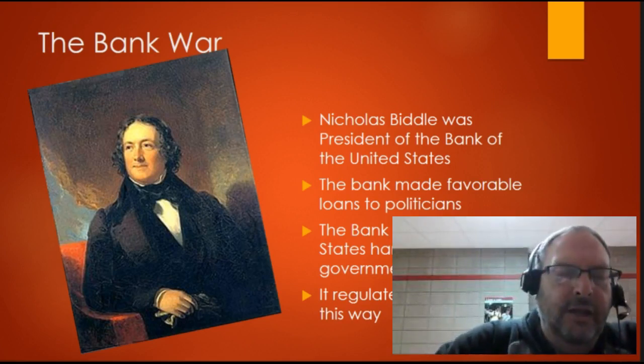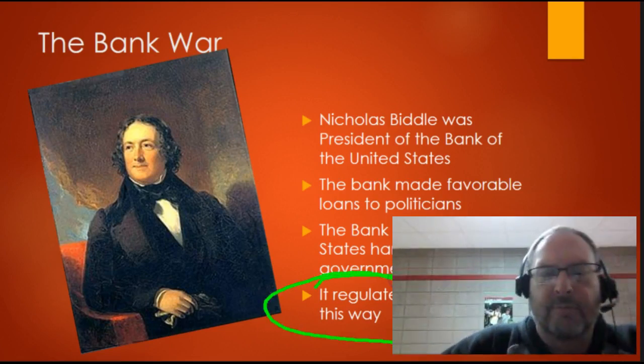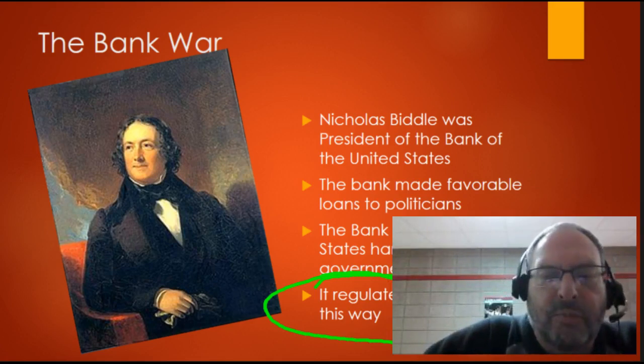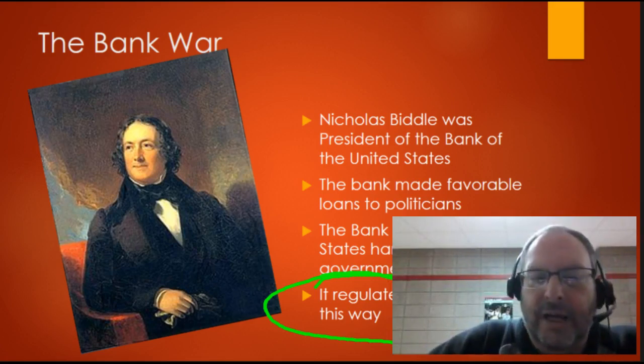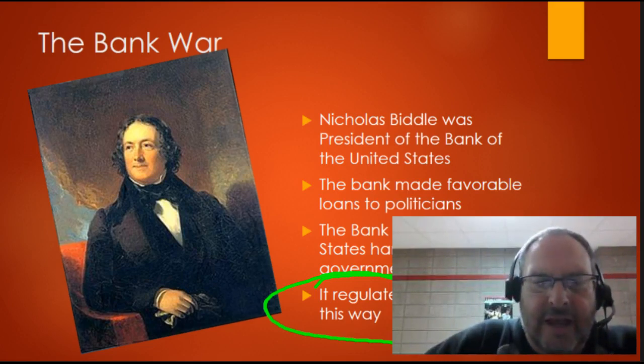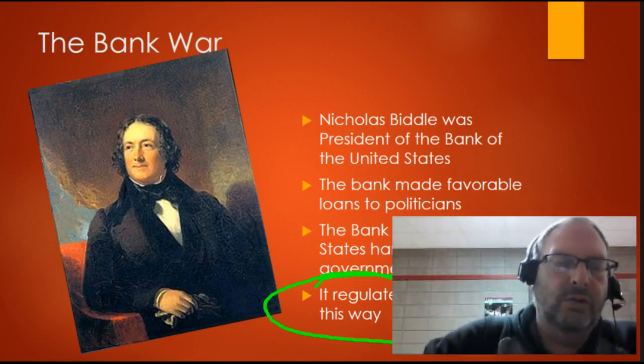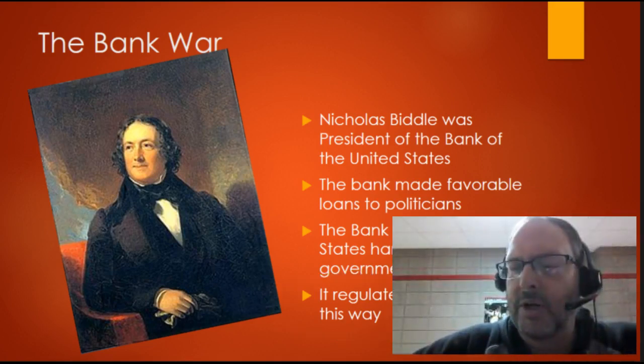A good thing that the Bank of the United States did was it regulated state banks. So it could buy up the paper money issued by a state bank and go to a state bank and try to exchange that paper money for gold or silver. And if the state bank did not have the gold or silver, it could put that bank out of business. In the very least, it kept many state banks from trying to issue too much paper money. So in that way, the Bank of the United States was a good thing.